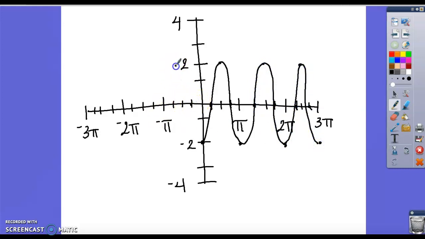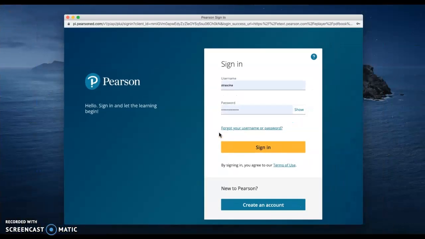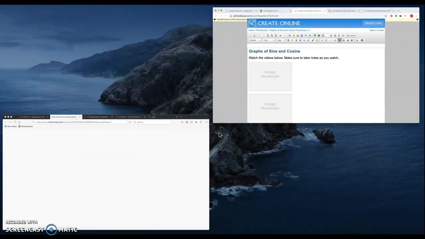Same thing is going to happen here, and I'm going to have 3 full cycles here. Pretend I'm going through those points, and that's what my graph is going to look like for this. When you're graphing these, you can check this on your calculator.